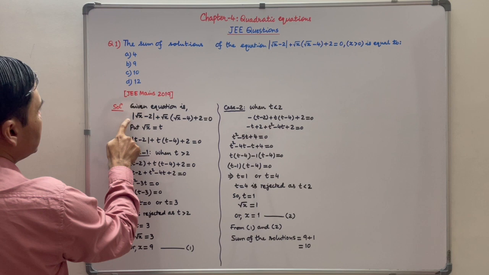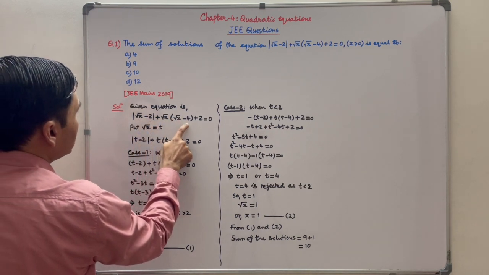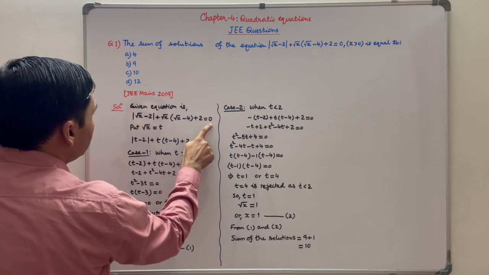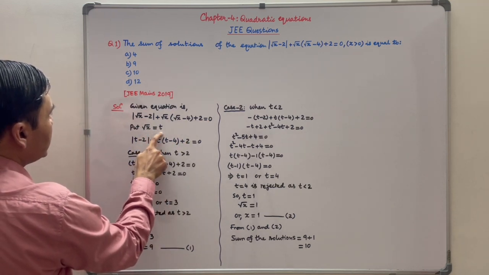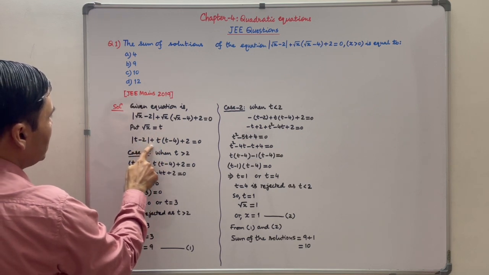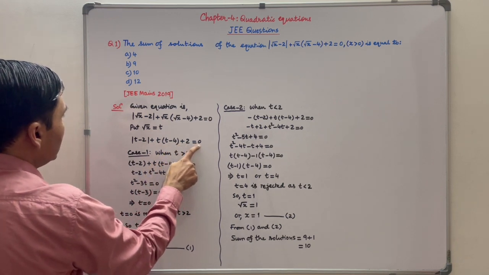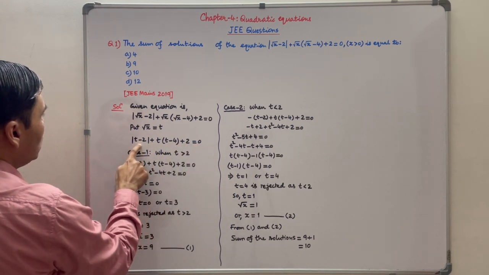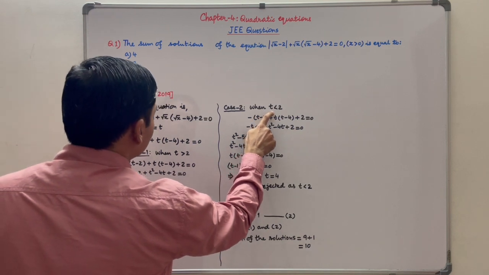The given equation is |√x − 2| + √x(√x − 4) + 2 = 0. Put √x = t so that the calculation is easier. So the equation will be |t − 2| + t(t − 4) + 2 = 0. Critical point is t = 2. So we will consider two cases, when t is greater than 2 and when t is less than 2.